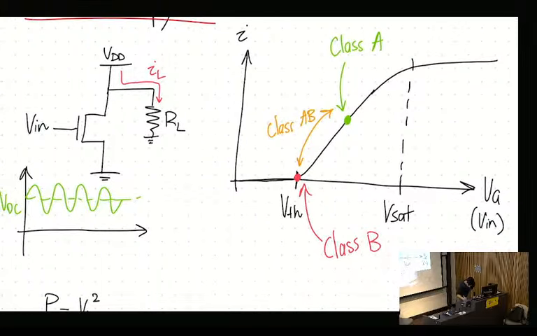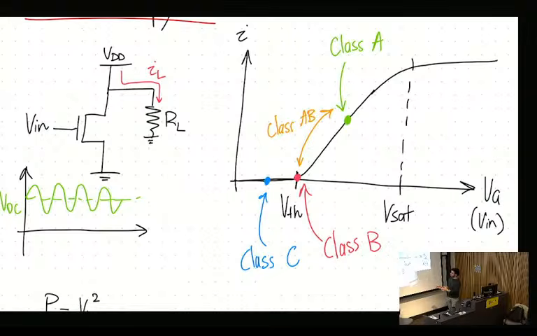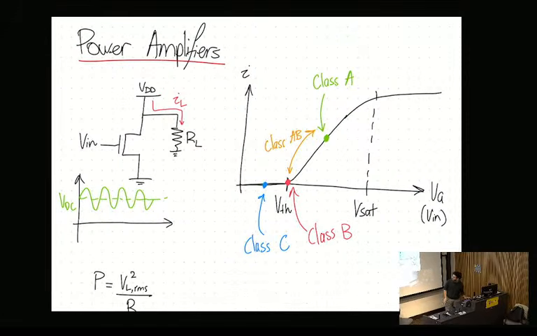Now, class C sits here, somewhere there. That would be class C. So you can see we're getting more and more this way. So we're going more and more by default into the off state. Just zoom out a little. So by default we're quite off, but we're getting better efficiency, just more non-linearities.